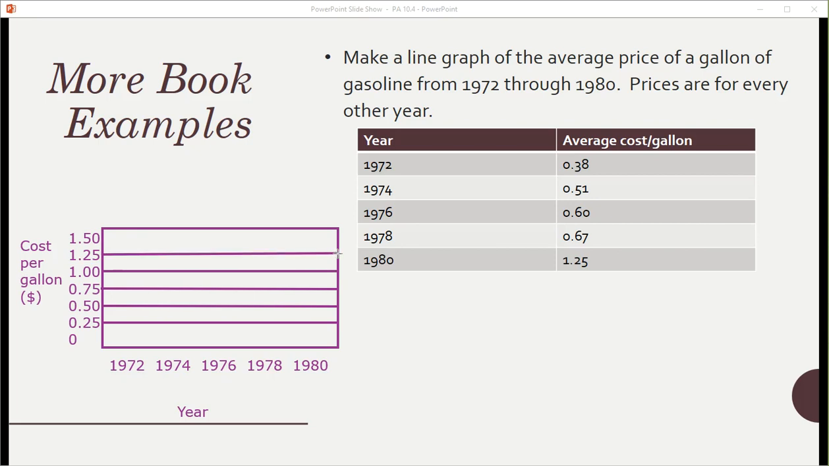So for the first one, I'm looking at 38 cents, which is between 25 and 50, almost right in the middle. For the second one, I'm looking at 51 cents, and I'll go back and connect these together here in just a minute. For the third one, I'm looking at 60 cents. Fourth one, I'm looking at 67 cents. And then for the last one, $1.25. And then I just want to go through and connect my dots since it's a line graph. And keep going with them.